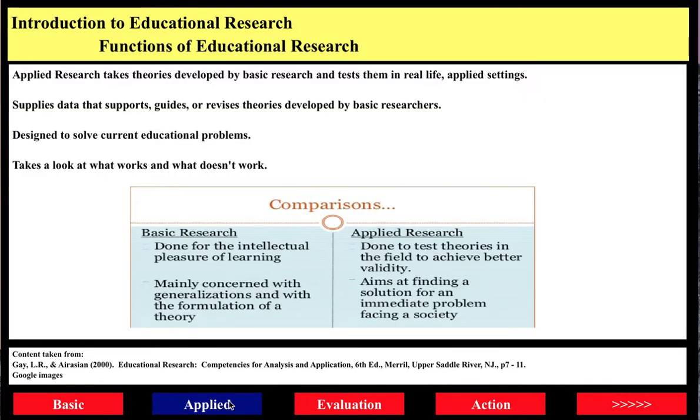Applied research, on the other hand, its goal is to take the theories that have been developed by basic research and to test them out in real life in applied settings, like classrooms or education or social work or in psychology. And it supplies data that supports, guides, or revises theories developed by basic researchers. And it's designed to solve current educational problems and takes a look at what works and what doesn't work. And you can take a look at the graphic here. It talks about basic research and then applied research.